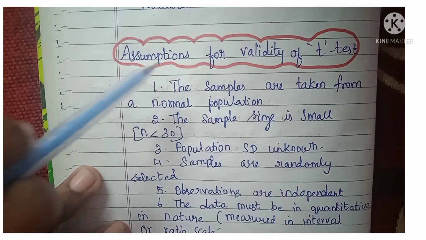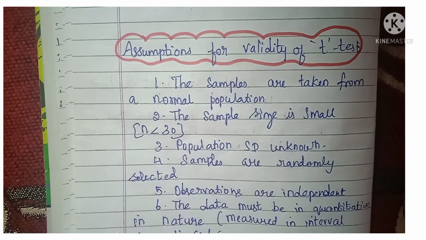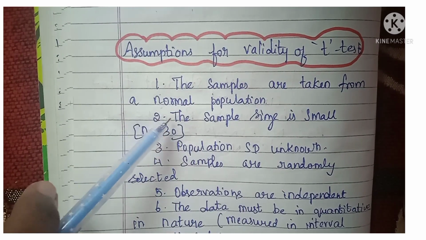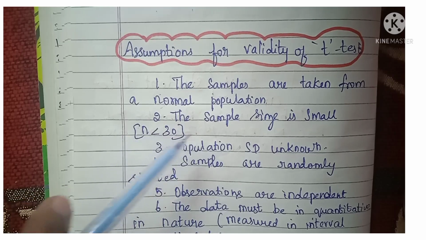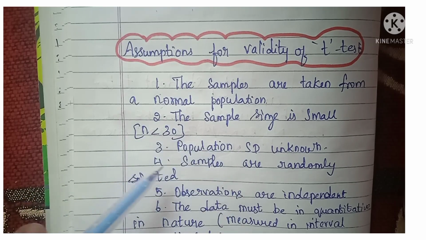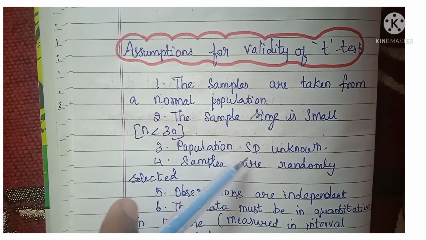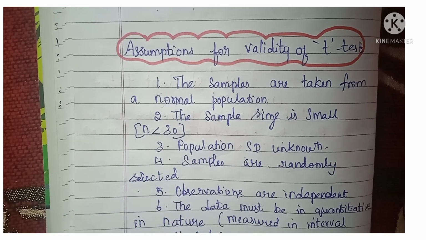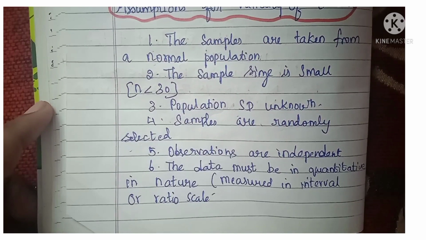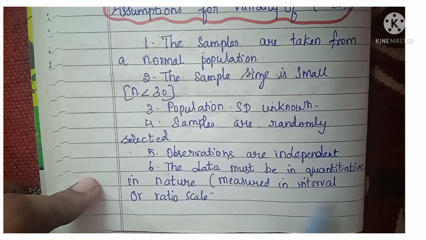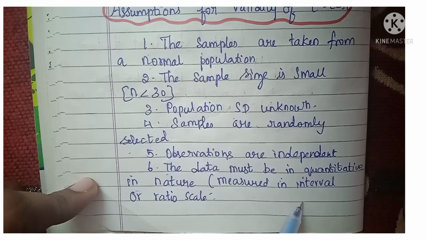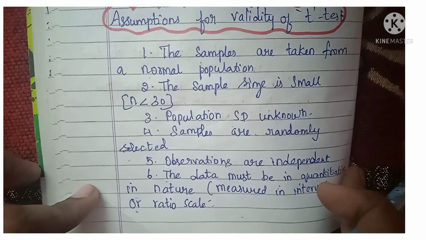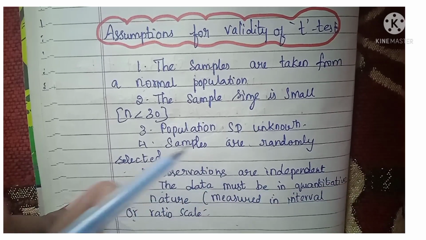The assumptions for validity of t-test are: the samples are taken from a normal population. The samples you should take from a normal population. The sample size should be less than 30, that is small sample size. Population standard deviation is not known. Samples are randomly selected. Observations are independent. The data must be quantitative in nature, that is it can be measured either in interval scale or ratio scale. So these are the assumptions for validity of t-test.